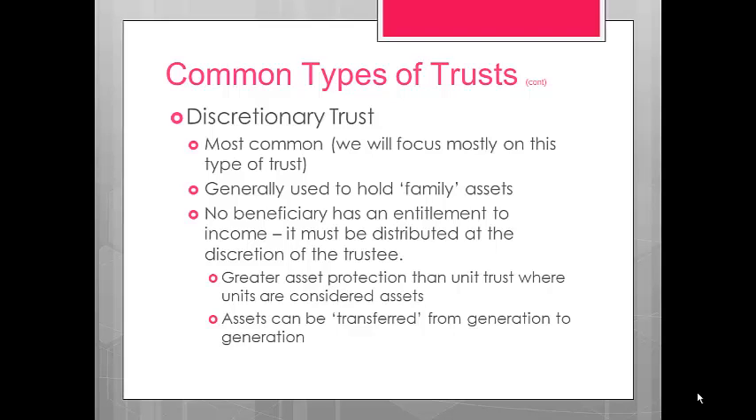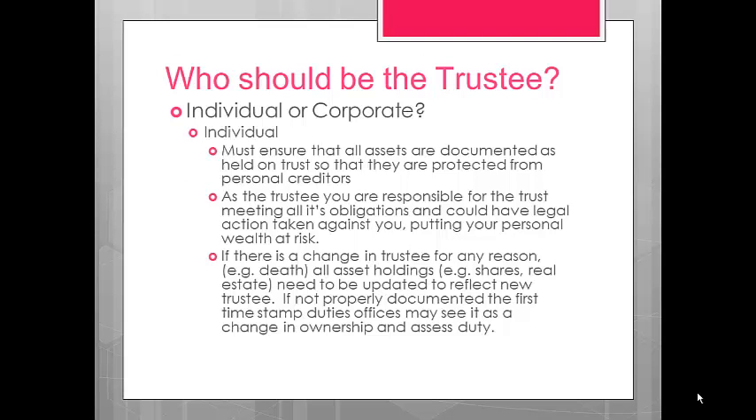Discretionary trusts offer greater asset protection than unit trusts, where units are considered assets, and assets can be transferred from generation to generation through the use of discretionary trusts. So who should be the trustee? An individual or a corporate?